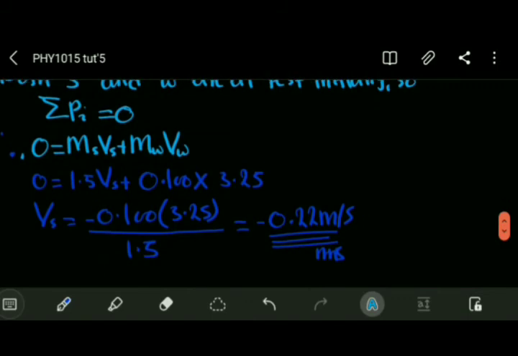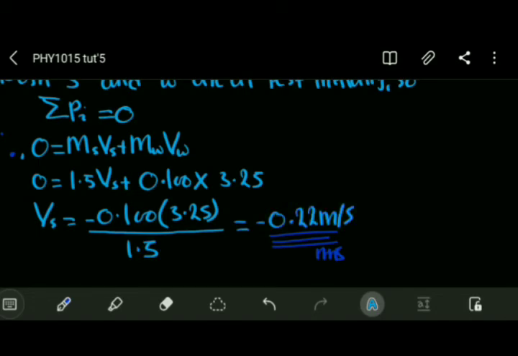We know the mass of the squid. We don't know the final speed of the squid, but the rest is known. The mass of the water as well as the final speed of the water is given. So 0 equals 1.5 Vs plus 0.100 times 3.25. We can therefore find the final speed of the squid as negative 0.22 meters per second.